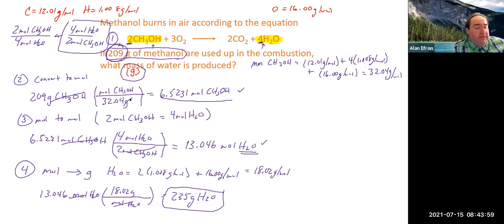You absolutely could do this all in one sort of calculation. You could set up this calculation followed by this conversion, followed by this conversion, and get the answer and do it all together. That is perfectly fine to do. I just here broke it up so you can see each of the steps sort of separately.